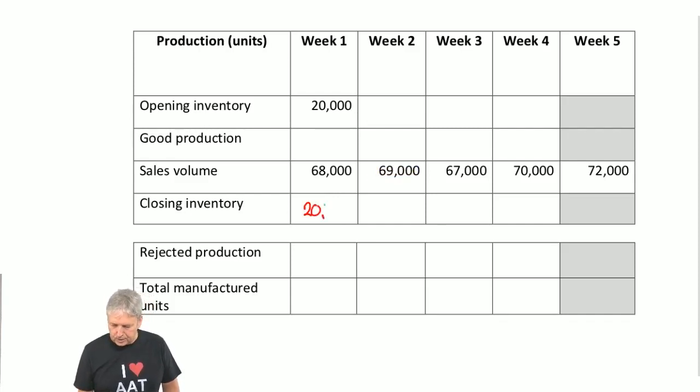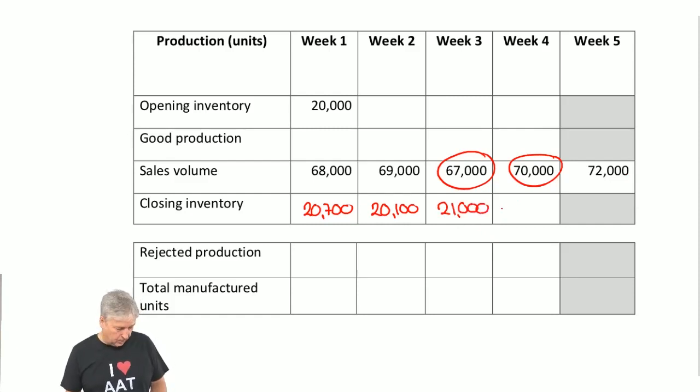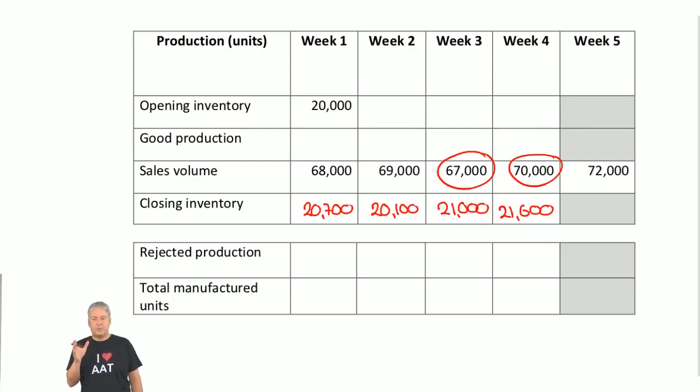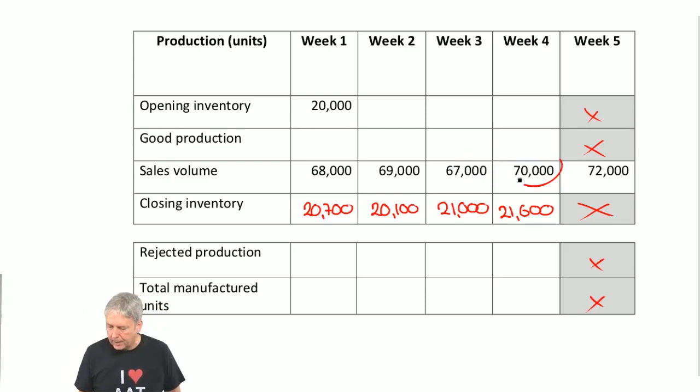There we go, 20,700. And all we want to say is we want 30% of this value, 20,100, and 30% of this value, which I believe is 21,000, and 30% of this value, which is 21,600. Okay? So we're slowly building up the bits and pieces here. Notice that these are all blanked off because when it comes to week 5, we don't have sufficient data for it. So don't worry too much about that. Just be grateful that we've done what we have to do.